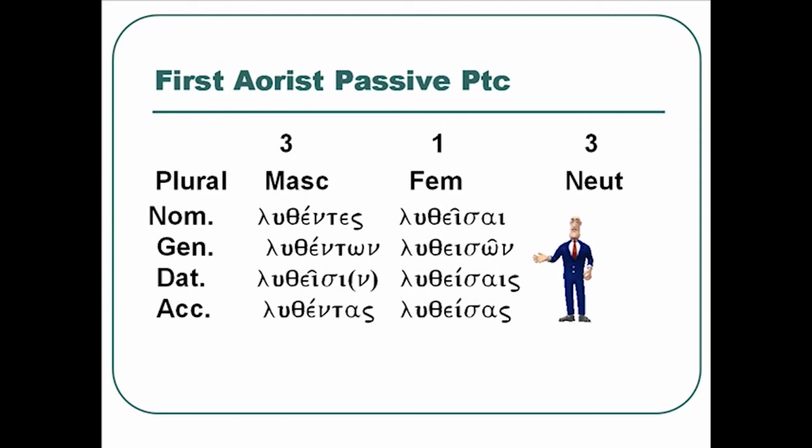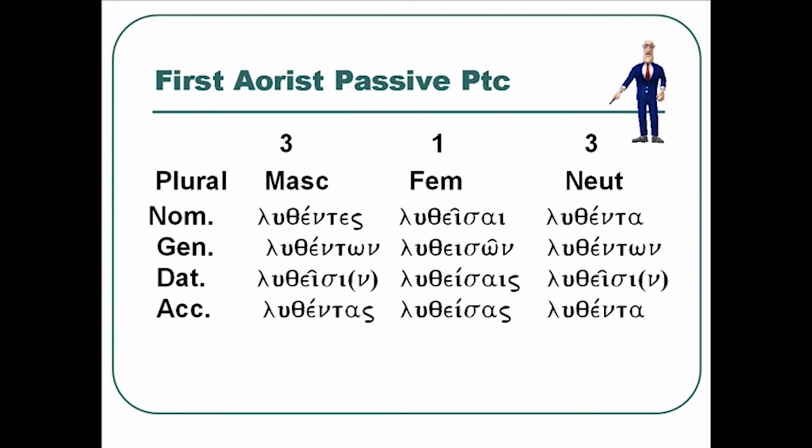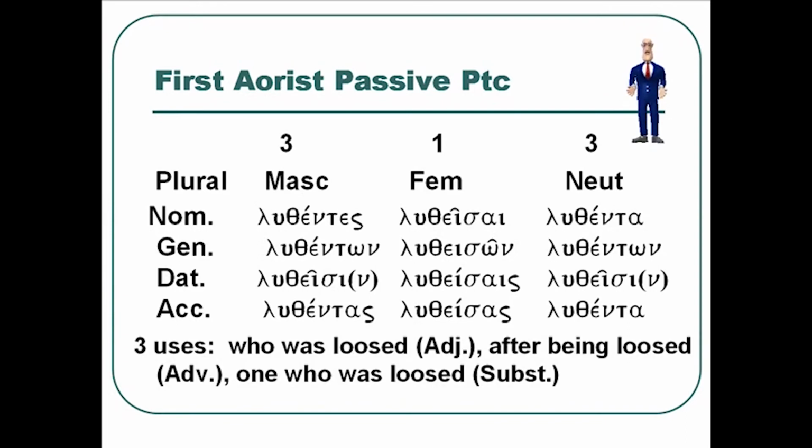For the feminine, using the first declension endings: luthesi, lutheson, luthesis, luthesas. And for the neuter, third declension endings being used: luthenta, luthenton, luthesi, luthenta. So it's the simple 3-1-3 pattern that we're so used to seeing, just with the theta epsilon stuck in there telling you that it's a passive. Who was loosed.